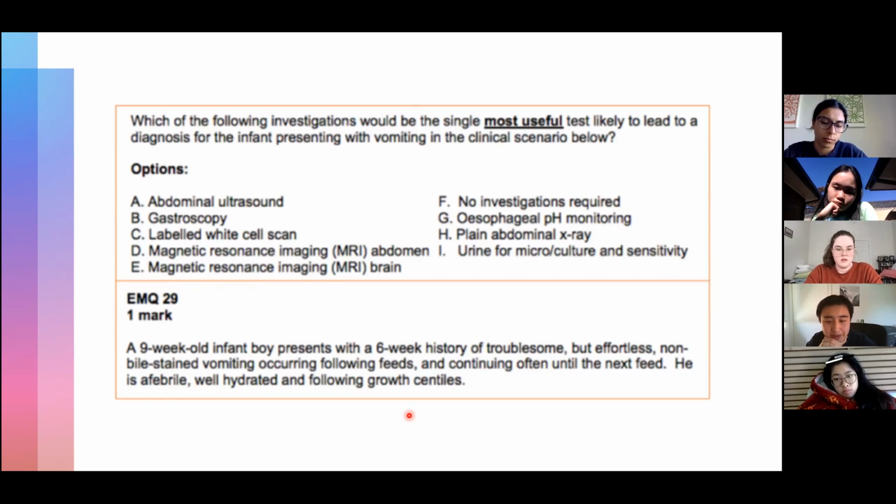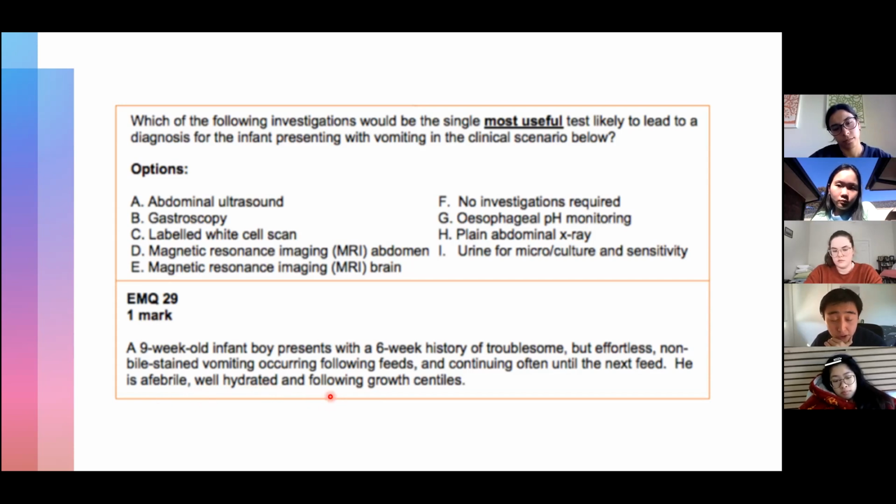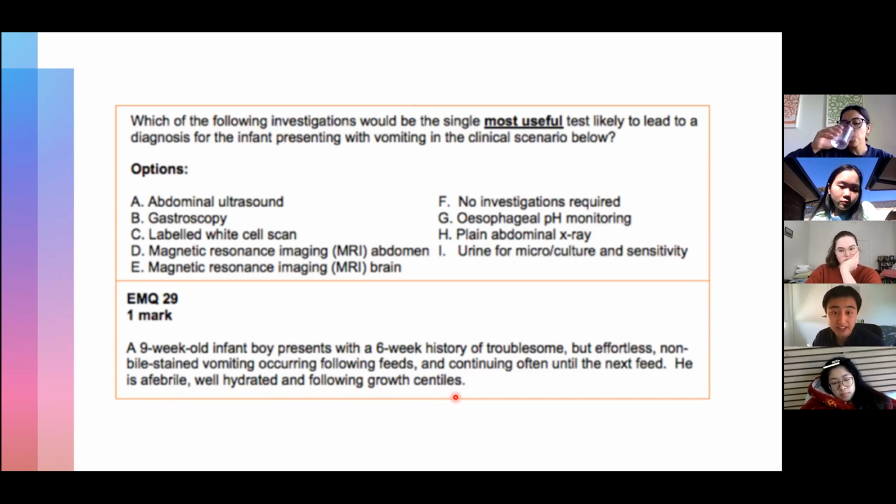Great. I'll give everyone 10 more seconds. Good. Sweet. So the majority of students actually picked F, which was absolutely correct. So in this stem, the child has vomiting, which is normal. And the key thing to note in this stem is that they are well hydrated, afebrile, and following growth centiles. Those are all the words that the examiner puts in to push you away from GORD and recognize that this is normal. So the correct answer for this question is no investigations required because it is normal.